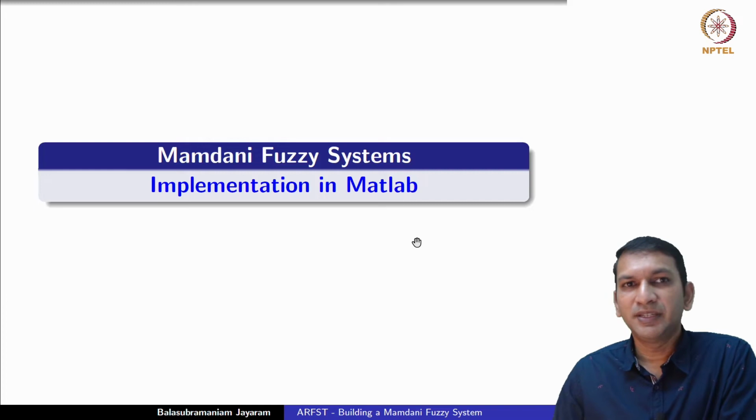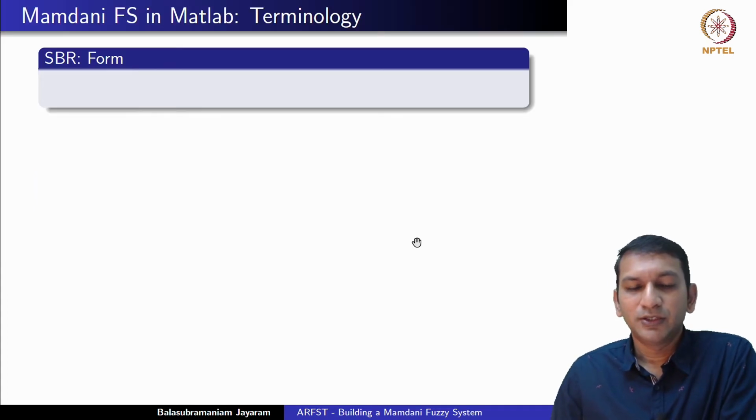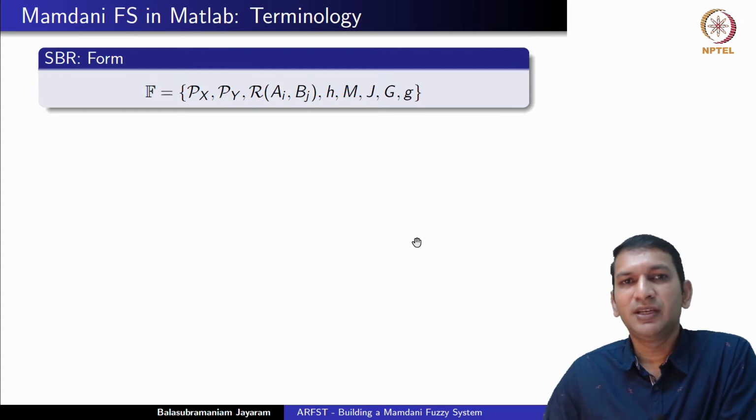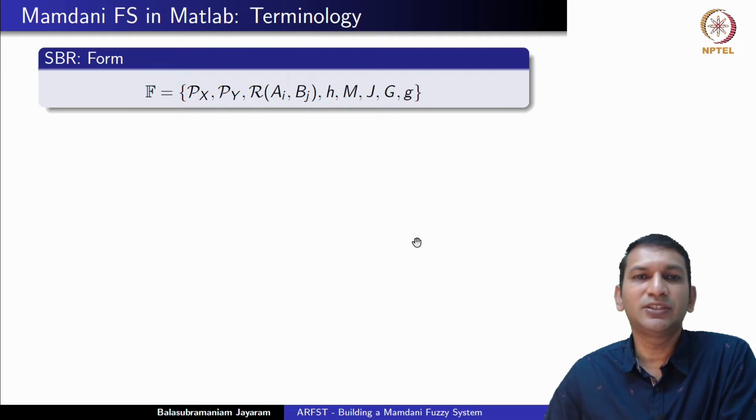A quick reminder about the terminology. So we know that similarity-based reasoning consists of these many parameters or degrees of freedom. Px is the fuzzy covering on x, Py the fuzzy covering on y. R of Ai, Bj represents the rule base that we have considered, where the Ai, the antecedents, are coming from Px, and the Bj's, the consequents, are coming from Py. H is the fuzzifier, M is the matching function, J is the modification function, G is the aggregation of the output, so it's an aggregation function, and small g is essentially the defuzzifier for us.